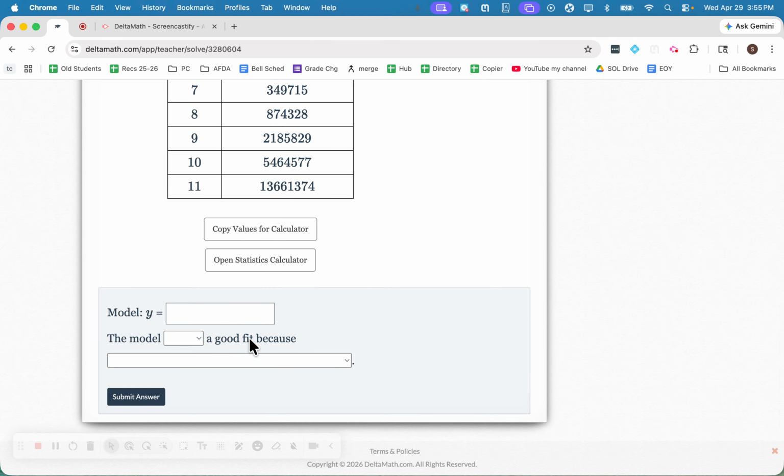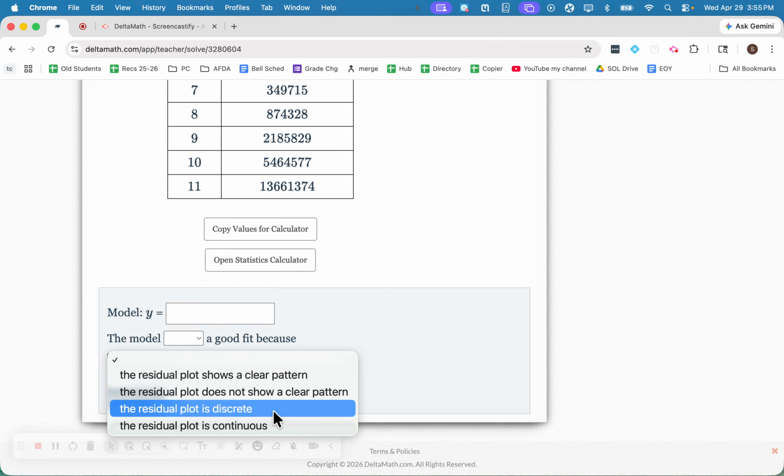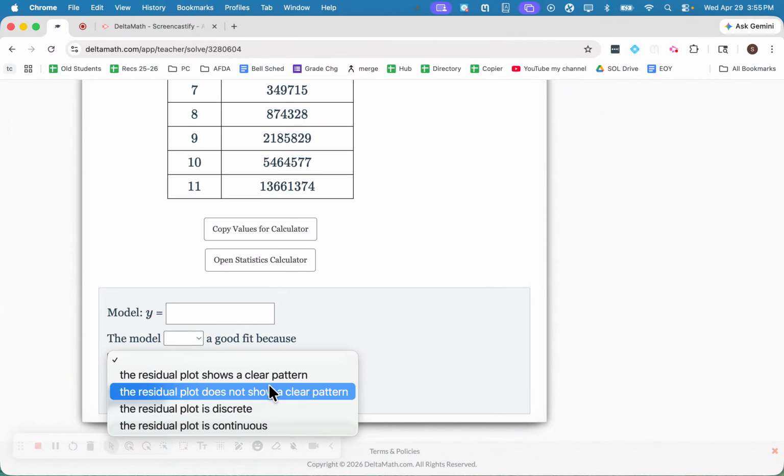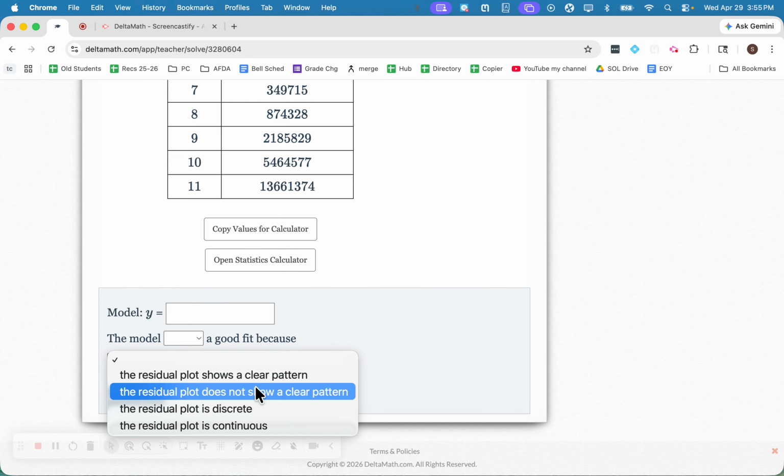The other choices, as far as I can tell, are just there to confuse you, so don't worry about these. Look for whether it's a clear pattern or not a clear pattern, and that'll tell you whether your linear plot is a good fit or not a good fit.